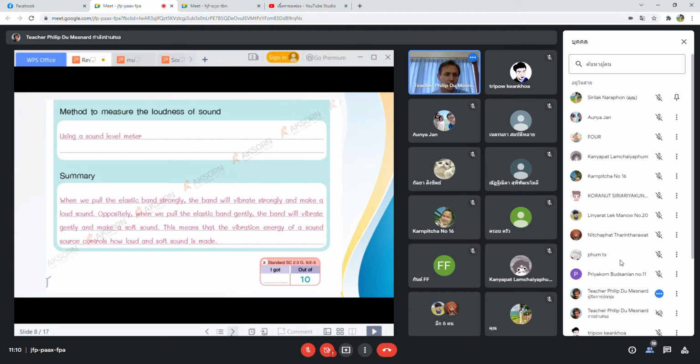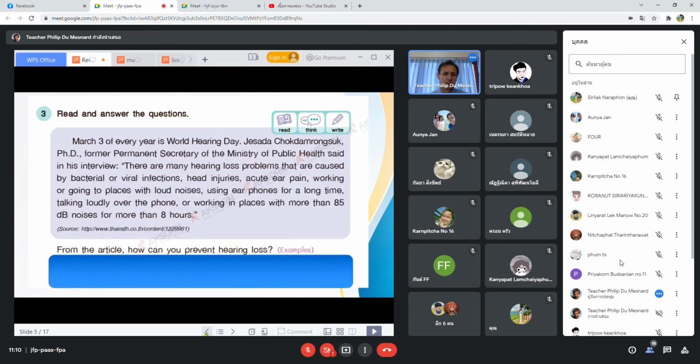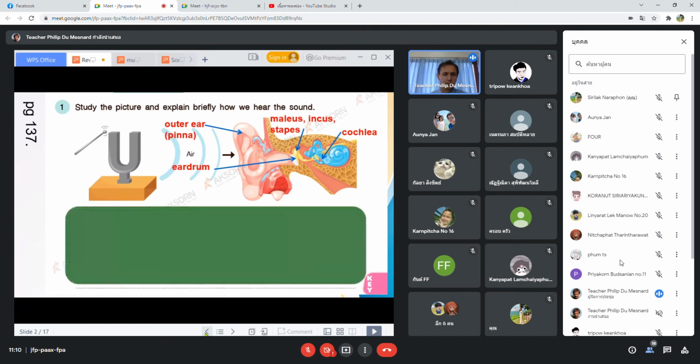Okay, now this question is about the same as the first question. So I want to go back to the first question picture, and then we can do this question. This is question 3. So let's go back to the first question again. This is the first question. So class, do you remember what happens when we produce the sound? So from this side to that side, do you remember what happens?